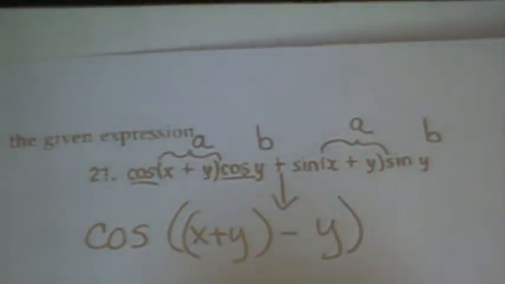So this is definitely a cosine. Whereas the first angle is going to be your x plus y, and your second angle is going to be your y value. Now with the cosine one, it switches the sign, so this will be a minus. So what ends up happening is these two cancel out, so your answer is cosine x.